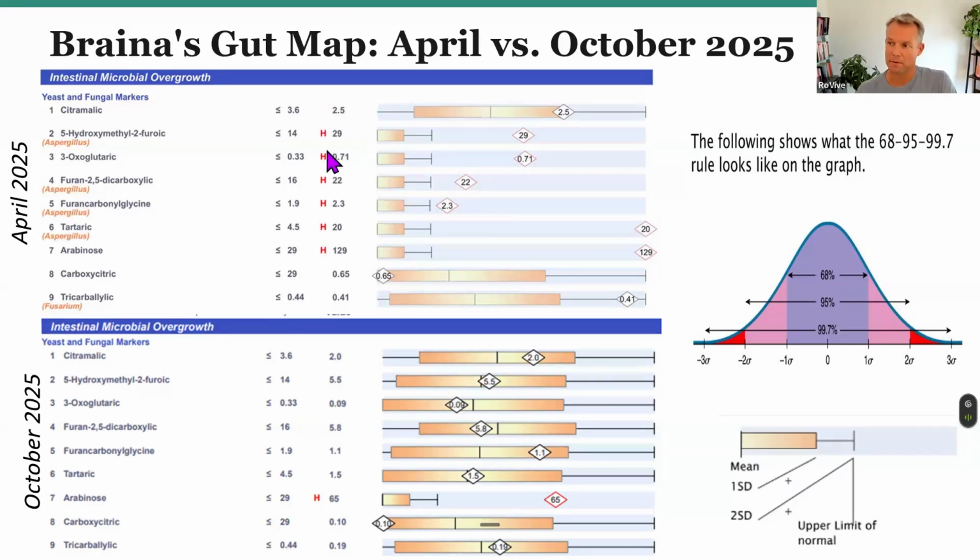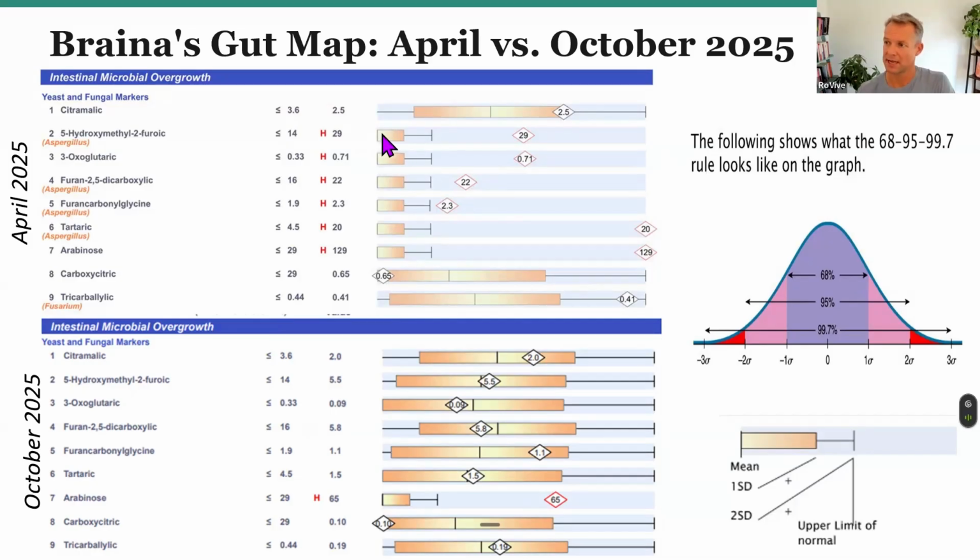Now, up top, we see six markers, six organic acids that are very elevated. And on the bottom, the picture looks different and it's almost like it's zoomed in. And I want to clarify why that is. So in the top here, take this one, for example, the second one.